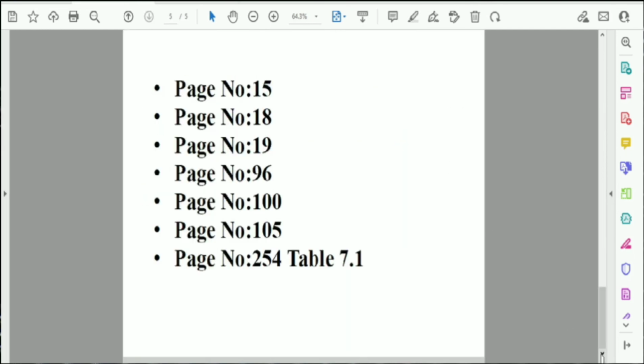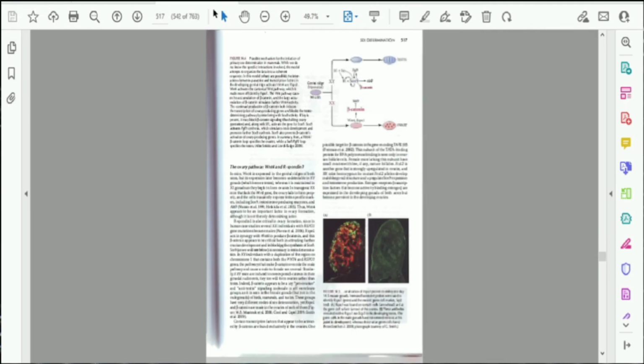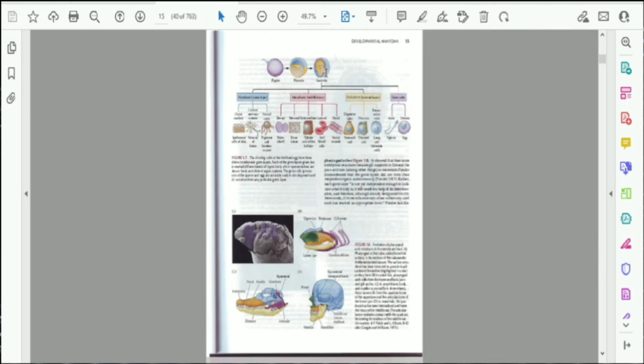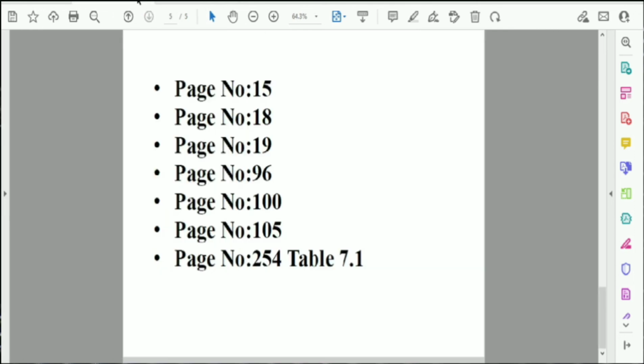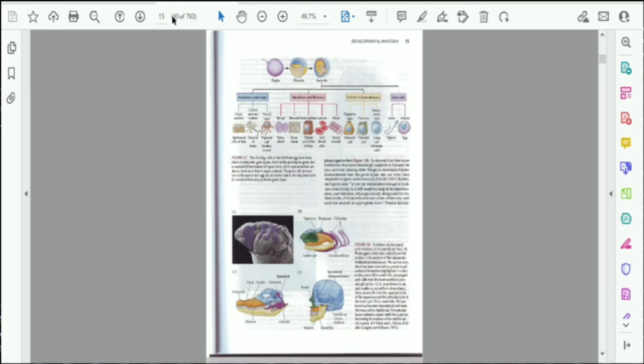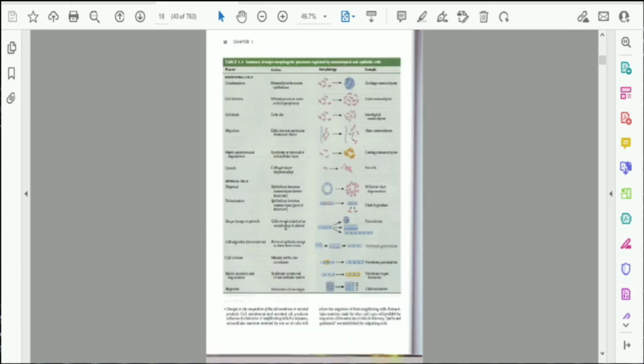The next thing is the other important topics or pages you can refer to if you have time. So page number 15, let me show you what is given there. This diagram shows what kind of tissue the ectoderm gives, what kind of tissue the mesoderm gives, and what kind of tissue the endoderm gives. This diagram is important. Next thing is page number 18. This diagram is also important.